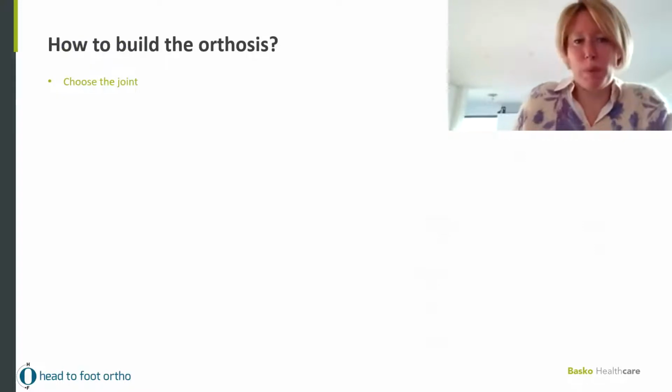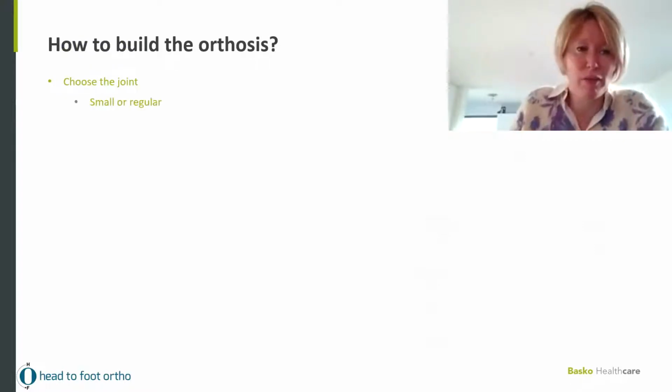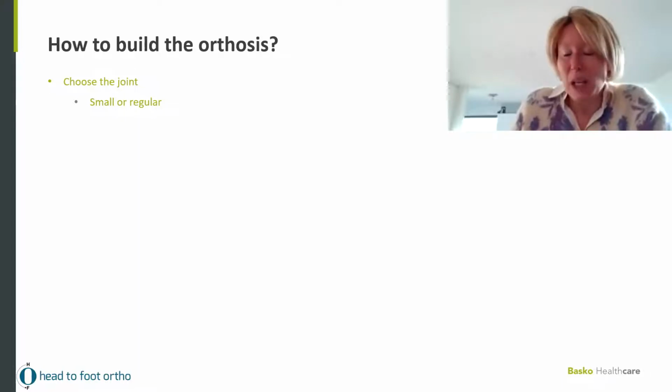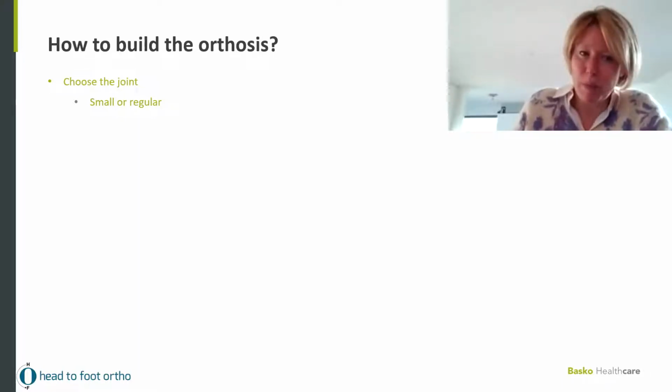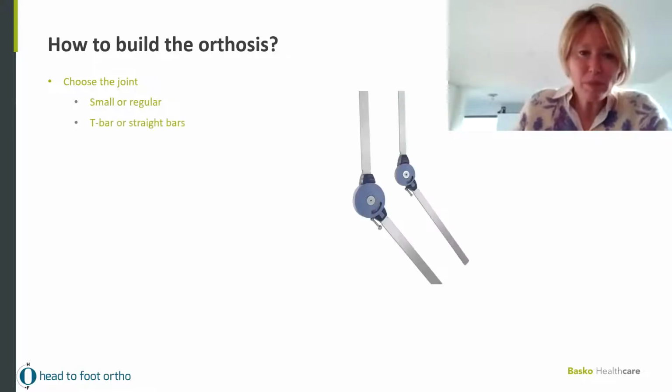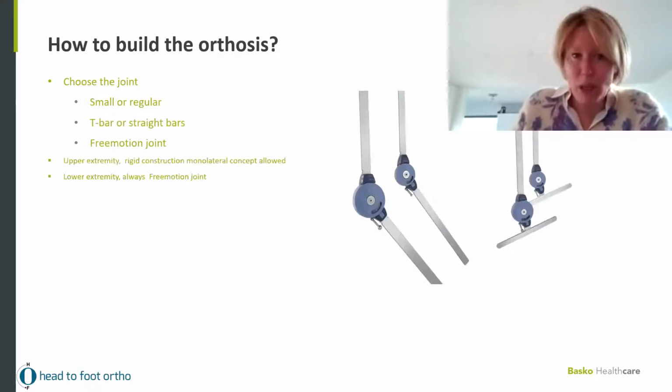So how would you build your orthosis? This is more for a technical part; you can choose, and this is something you can also see with the PT. What do we use? Is it a small person with slight force, or do we think we're going to have a long treatment? Then you'd better maybe use a regular one. Do we use T-bars, straight bars? Do we use a monolateral construction, for example, for the upper limb? If you make a real stiff concept, you can use it monolateral. In the lower extremity, we always use a free motion joint.